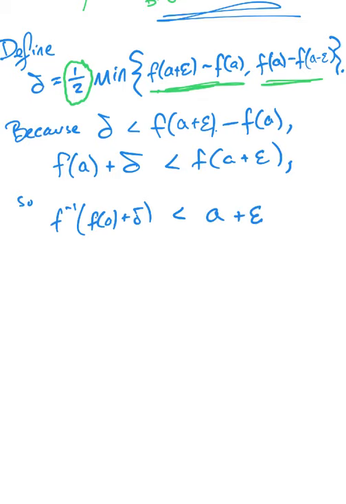So f inverse of f of a plus delta is less than a plus epsilon. But really what we wanted is actually with the a's replaced with b's. Okay, so remember f of a is equal to b. So what are we saying here? f inverse of b plus delta is less than f inverse of b plus epsilon.